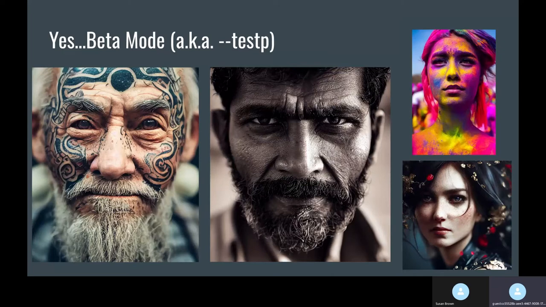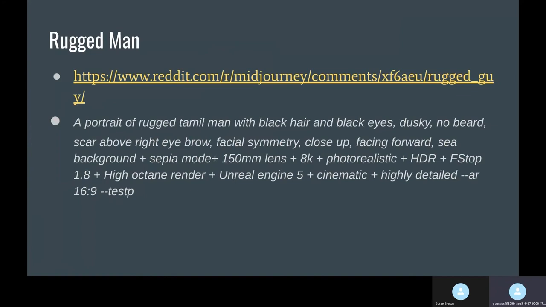So this is rugged man. It came from a comment on Reddit, on the MidJourney subreddit, which I encourage you to join because you learn a lot by just watching and being in the comments. This was the text he input to MidJourney: a portrait of a rugged Tamil man with black hair and black eyes, dusky, no beard, scar above the right eyebrow, facial symmetry, close up, facing forward, sepia mode, 150 millimeter lens, 8K, photorealistic HDR, f-stop 8, 1.8, high octane render, Unreal Engine 5, cinematic, highly detailed, and if you don't get my aspect ratio right, I'm going to quit. Oh, by the way, use the new beta mode.